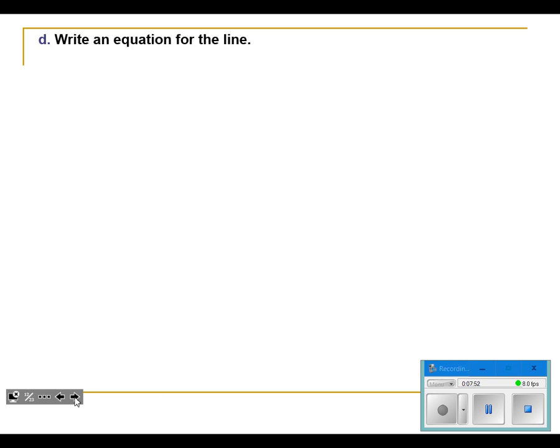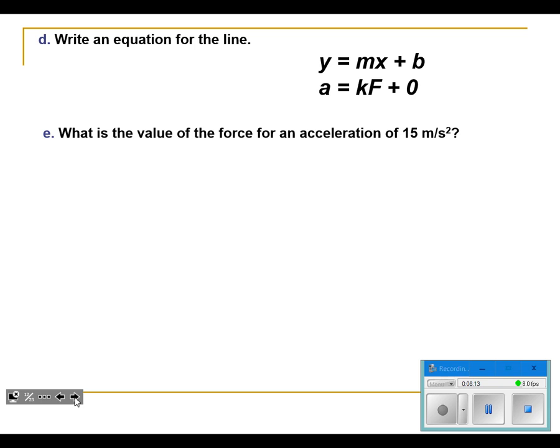So write an equation for the line. Well, our basic line equation is y equals mx plus b. Then we could say y was acceleration, and x was force. And our b value was 0 because it went through the 0,0 mark on our graph. Our k value actually was 0.63. So we could have rewritten this as a equals 0.63 kilograms to the -1 multiplied by our force plus 0. That would be another way of writing it.